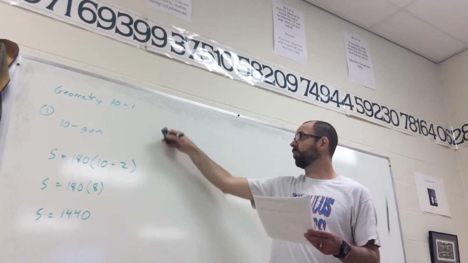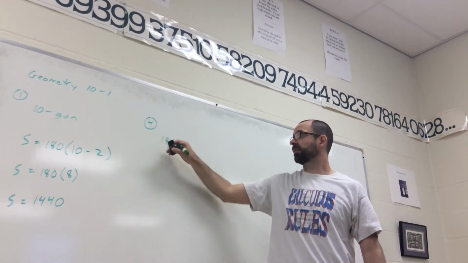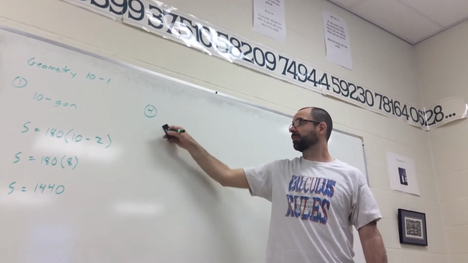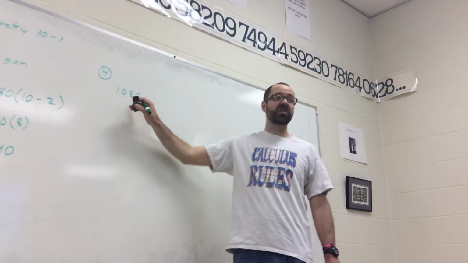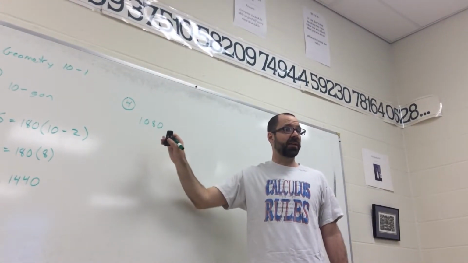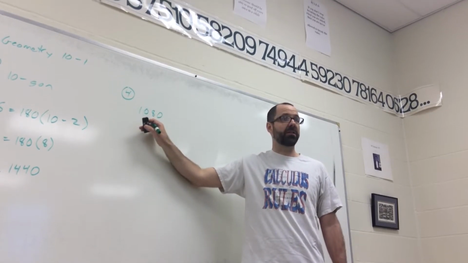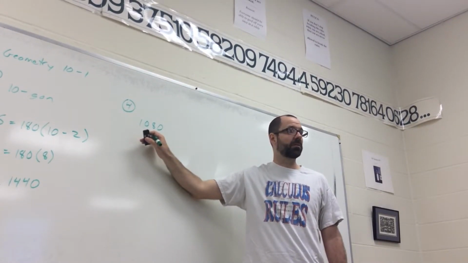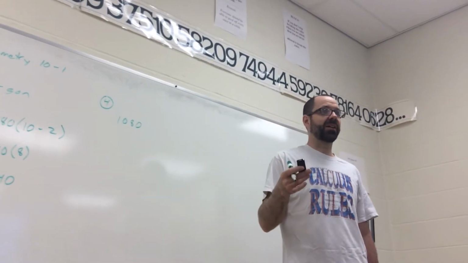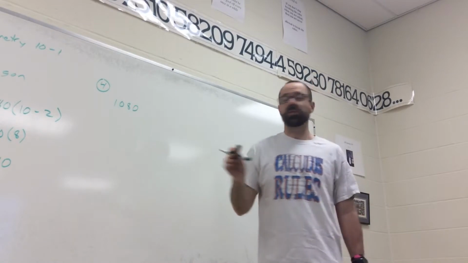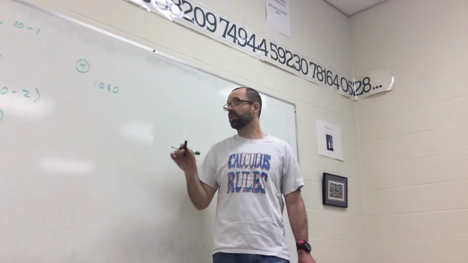Okay, I'm going to skip to number 4. Number 4 gives you another number. It's 1,080. And the question is saying there's a polygon where the inside angles add up to 1,080. And the question is, how many sides does the polygon have? So the inside angles add up to 1,080, and they want to know how many sides does it have. So how can you figure that out?